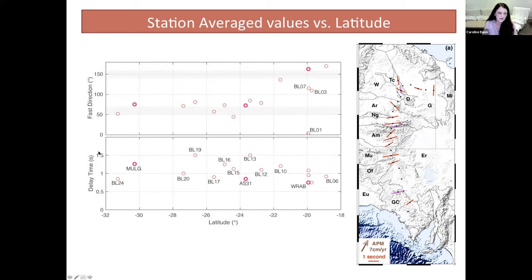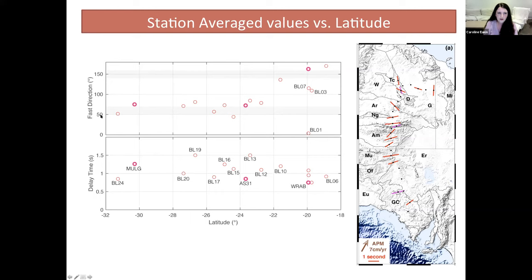On the bottom here, we also have the delay times. And in general, the station averages vary from about 0.5 to 1.5 seconds, which is generally typical for continental shear wave splitting. So the interesting thing here is we have this consistency below 22 degrees south, which is about here. And then north of that, the fast directions become a bit more variable, but we see within the Tennant Creek Davenport ranges that the orientations are aligning here with the geology as well.